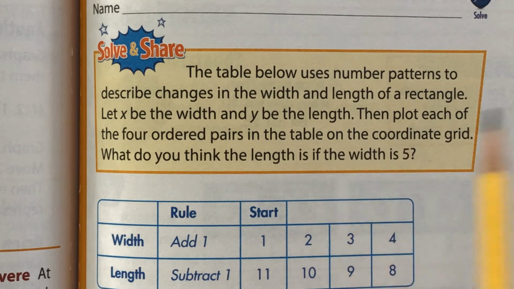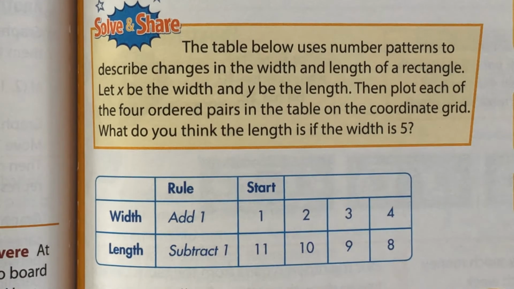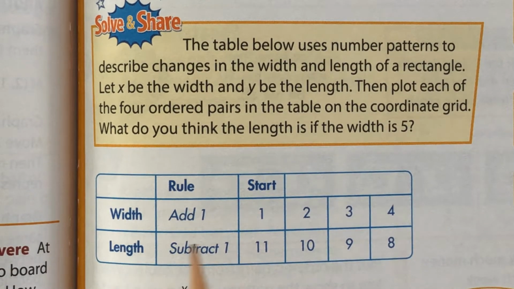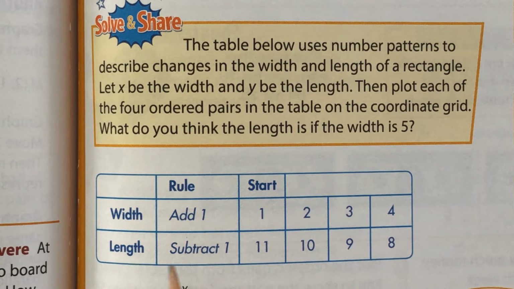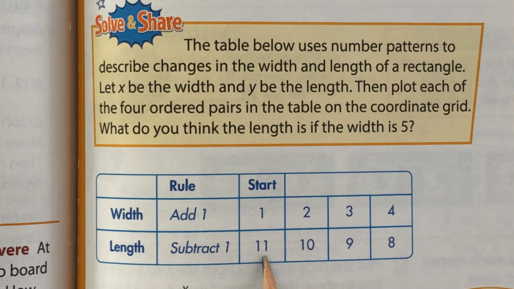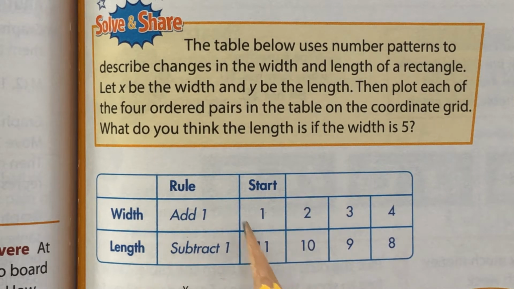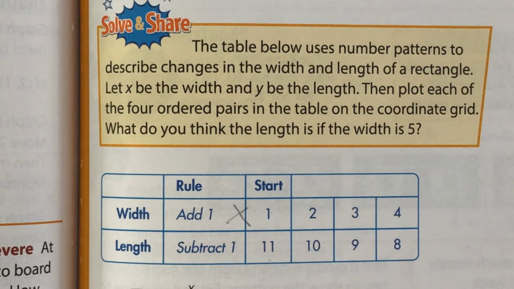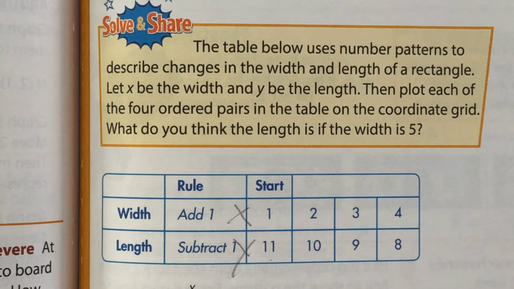Then plot each of the four ordered pairs in the table on the coordinate grid. What do you think the length is if the width is 5? All right, so there's a rule that we're given. For the width, you're always going to add 1. For the length, you're always going to subtract 1. So they start at 1, 11. They said our width is our X and our length is our Y.